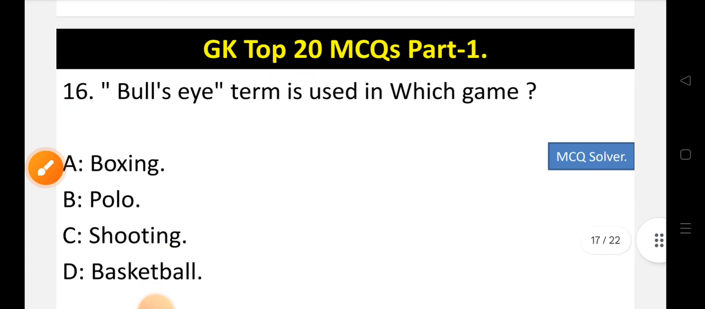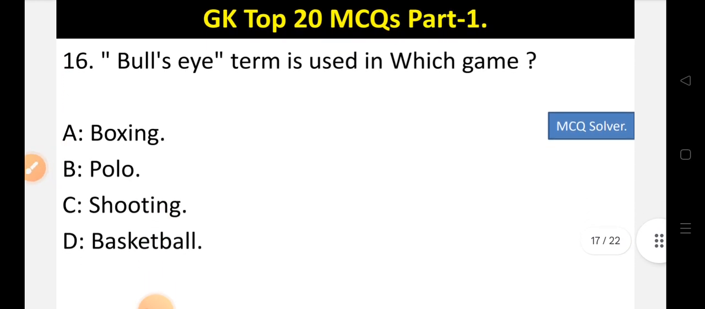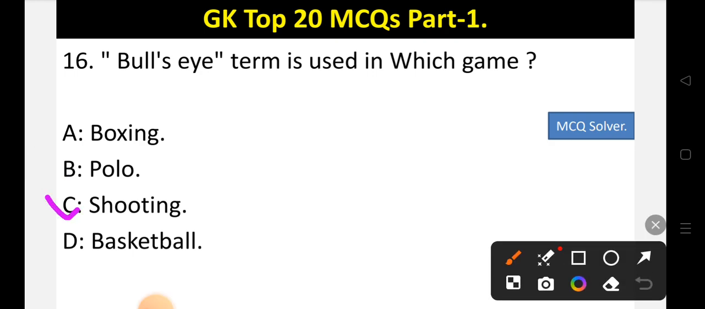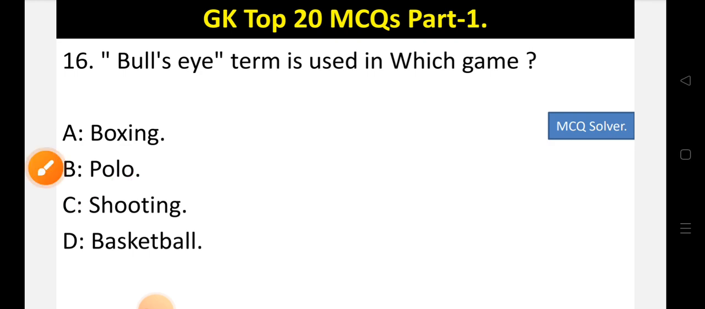Now let's move to question number 16. Bullseye term is used in which game? So bullseye term is used in, the correct option is option C, that is it is used in shooting. So in shooting, when you hit at the middle, it is known as bullseye. So C is the correct option.